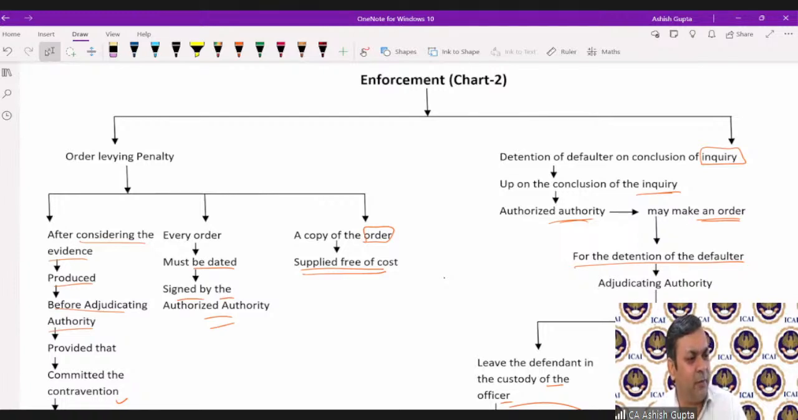One comment required from everyone. Whether you are getting this FEMA charts or not. Whether these are beneficial for studies or not. Kindly provide your comment. Section 14 and 16 procedure part is complete or not? Okay, Priya. Okay.